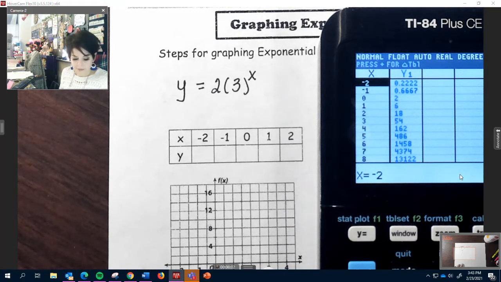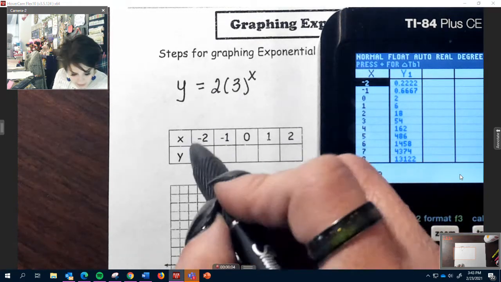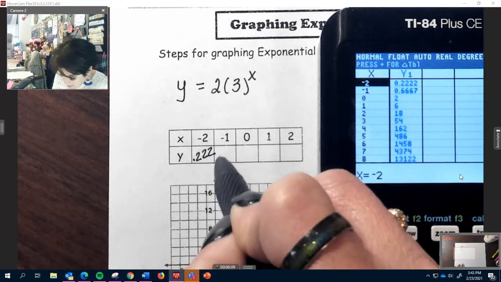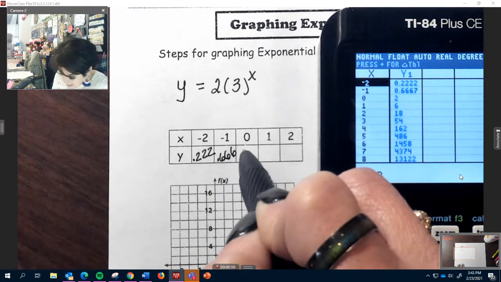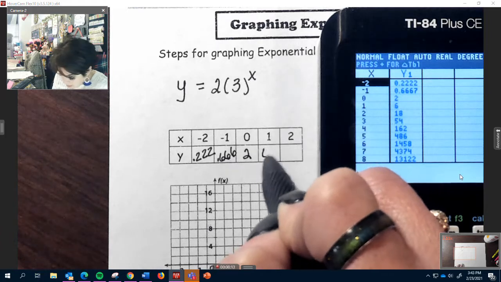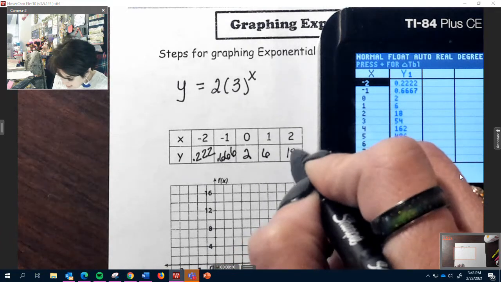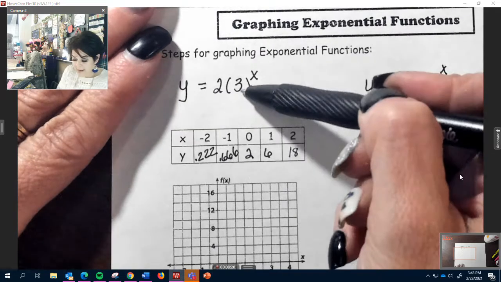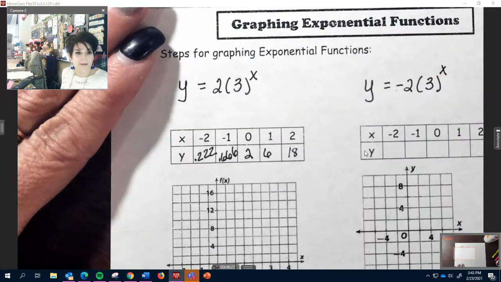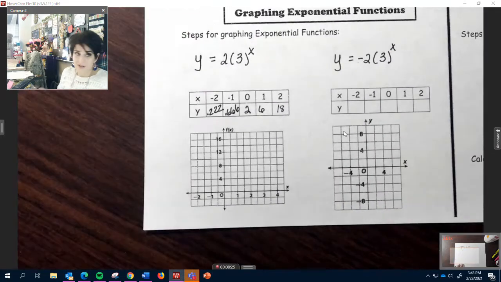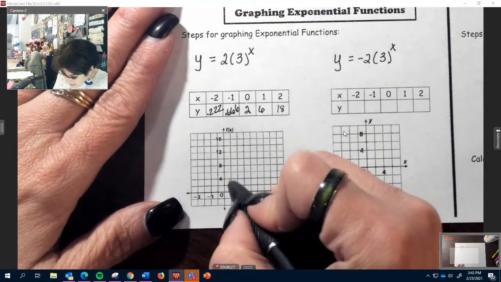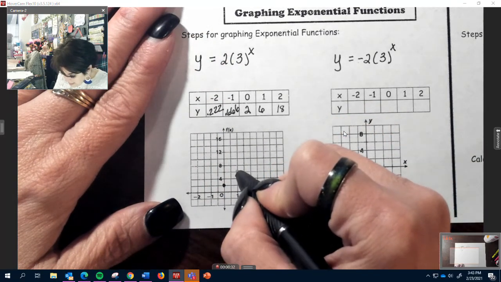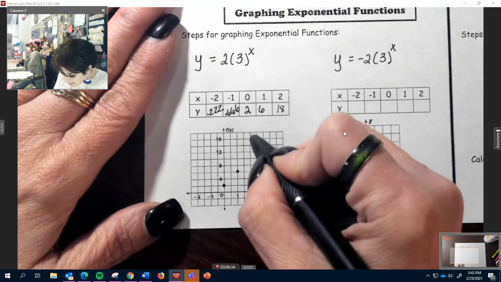And you can fill in your table. Negative 2 is 0.222. Negative 1 is 0.666. 0 is 2. 1 is 6. And 2 is 18. You're going to graph that down here. Now, b is greater than 1, right? B is 3. So you already know it's growing. You know it starts at 0, 2, which is right there. Over 1, up 6. 2, 18, so it's like up there.